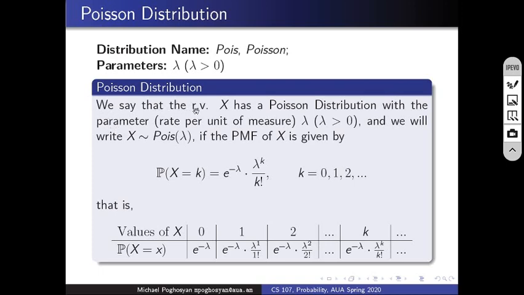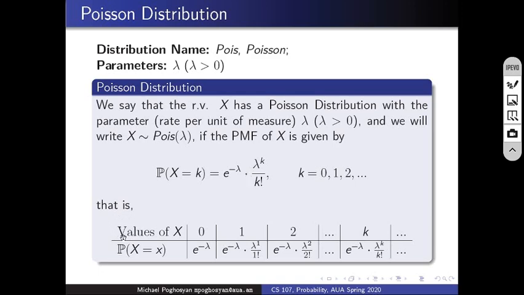We say that the random variable x has a Poisson distribution with parameter lambda, and we will write it in this way, if the probability mass function of x is given by this formula. The probability that x will take the value k is e to the minus lambda times lambda to the k over k factorial, for any k running from 0 to plus infinity. So the range of our Poisson random variable x can be any non-negative integer number.